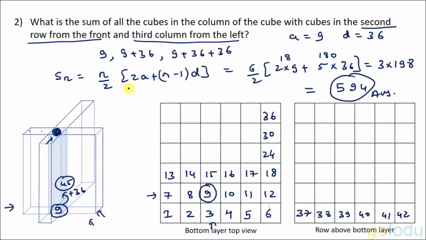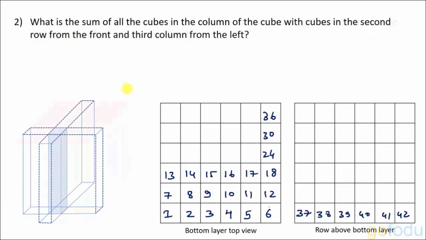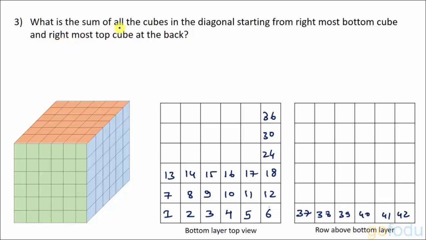Let's look at the next question. What is the sum of all the cubes in the diagonal starting from the rightmost bottom cube and rightmost top cube at the back? Rightmost bottom cube will be this cube and rightmost top cube at the back will be this cube. Now the diagonal connecting will be like this. The value of this cube is 6, the value of this cube is 216. We need to calculate the sum.